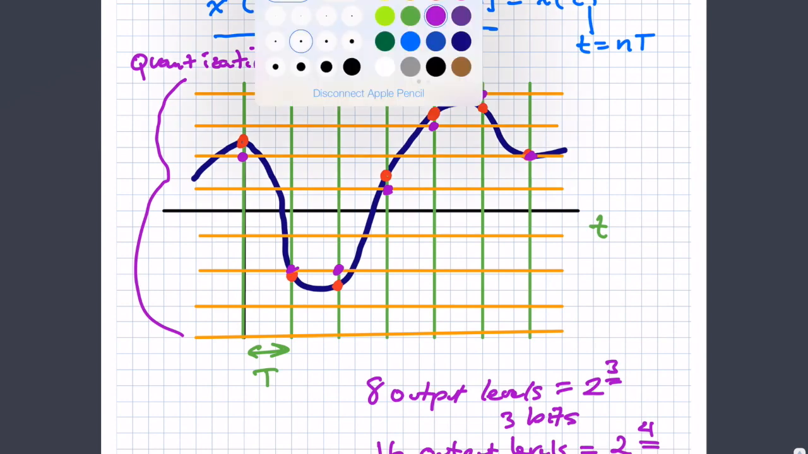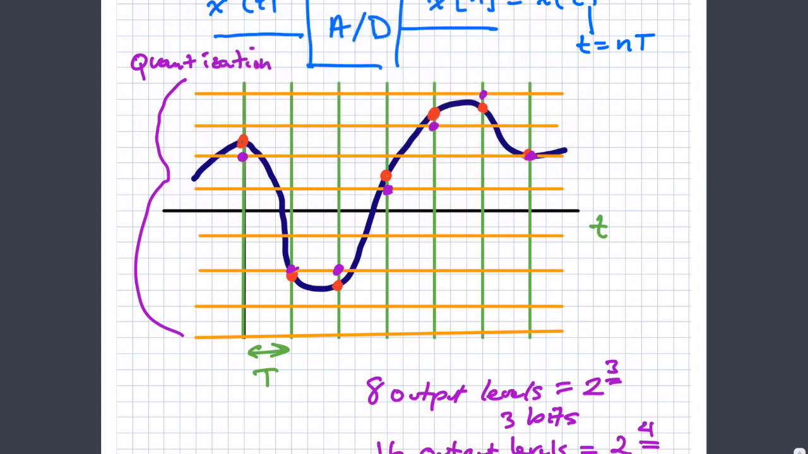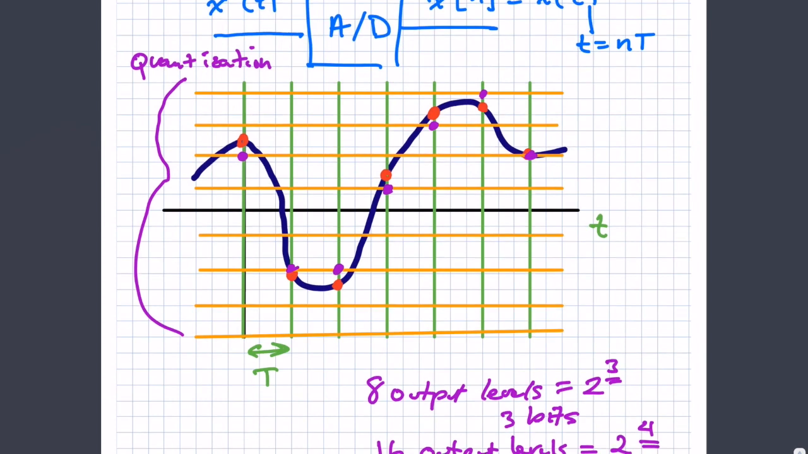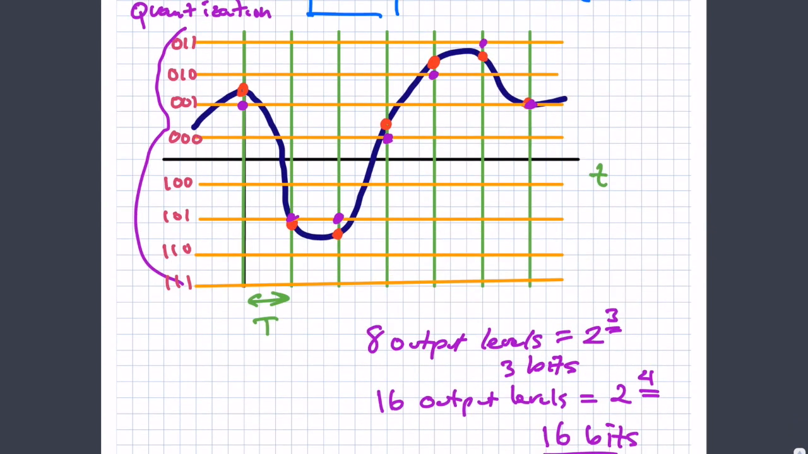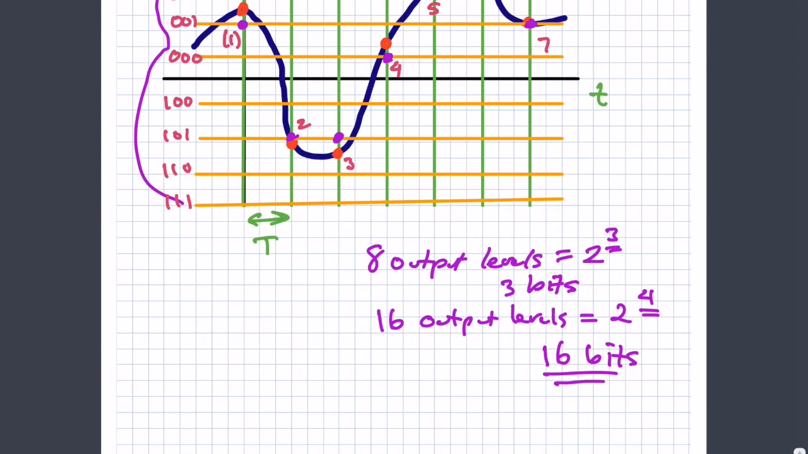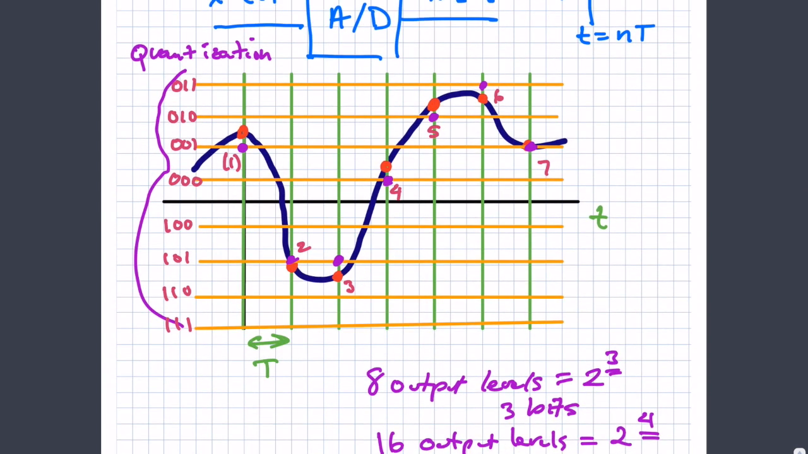Next, you would have a code that represents each output level. So maybe I would say, here is 0, 0, 0, here's 0, 0, 1, 0, 1, 0, 0, 1, 1, and here's 1, 0, 0, 1, 0, 1. Here's a code that represents each output level. From here I can number these samples just to make it easier. Here's 1, 2, 3, 4, 5, 6, and 7. So we have 7 output codes that are represented in the A to D conversion process.